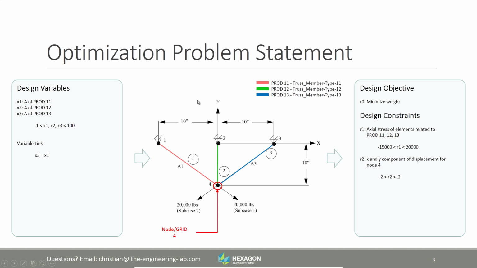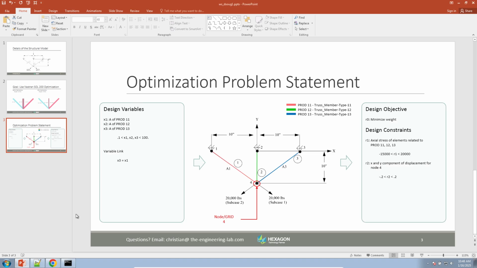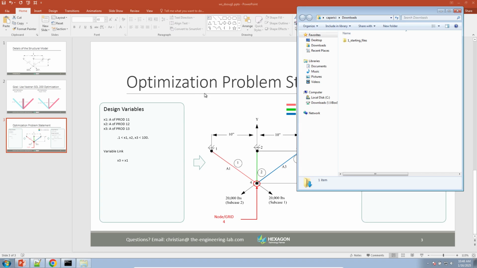One very important part of the optimization process is clearly defining the problem statement. Here, we want to vary the cross-section area of all three truss members, so we are going to have three variables. We are going to define the objective as minimizing the mass, and we are going to define two constraints. One to constrain the axial stress, and the displacement in one of the nodes of the truss. So let's go ahead and look at the starting bulk data file.